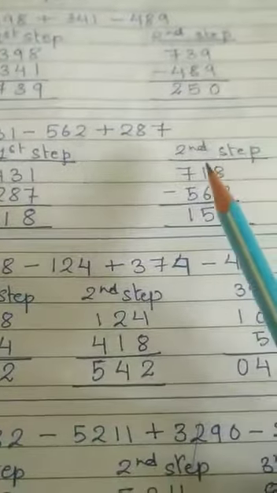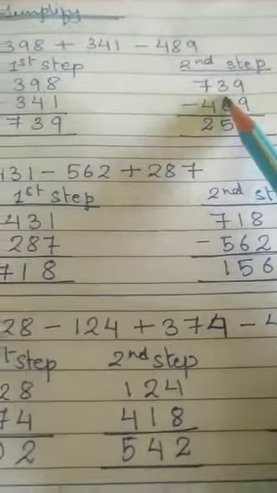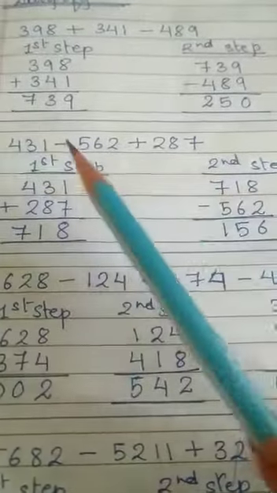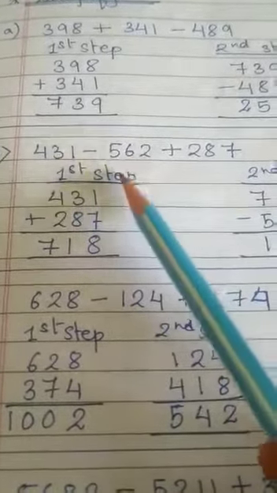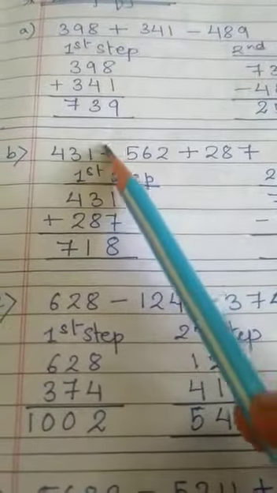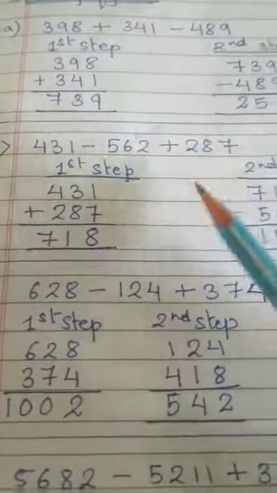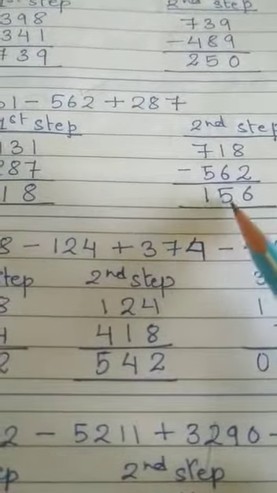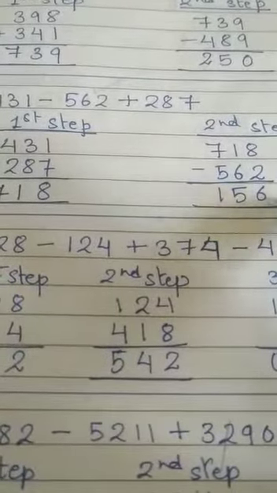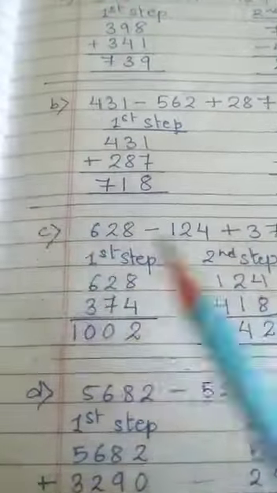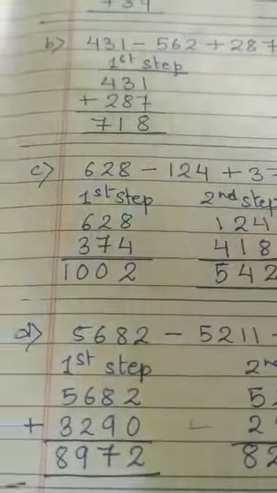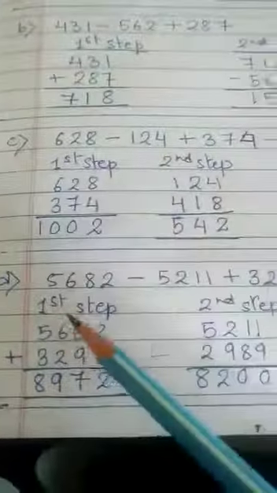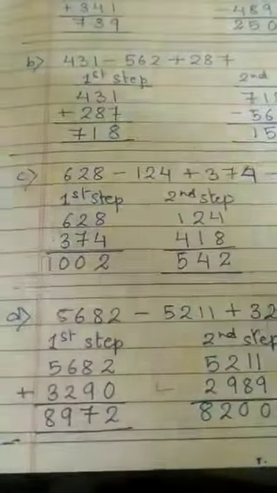Now in the second step, as we have done in the first question also, you have to take 718 in front and do minus 562, because in front of 562 you are getting the minus sign. So minus 562 here, you will get the answer 156. This is the final answer of the second question. Now the last one I would like to explain is question D. Question C and question D are similar, so let me explain D, otherwise the video will be lengthy.